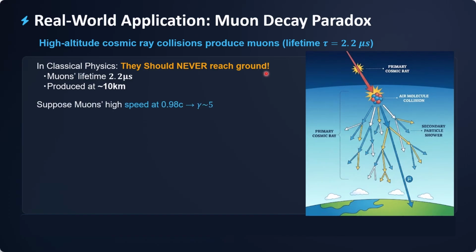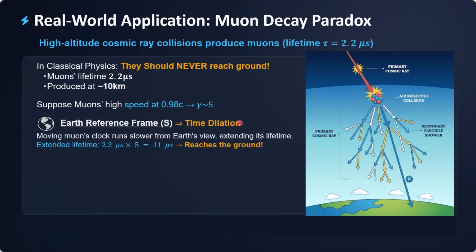Suppose the muon zooms down at 0.98 c, where gamma is roughly 5. Look at the Earth reference frame. The phenomenon here is time dilation. For the muon itself, its lifetime is just 2.2 microseconds. But from our view on Earth, its clock runs 5 times slower, making its lifetime look like 11 microseconds. And in that 11 microseconds, the muon easily travels far enough to reach the ground surface.